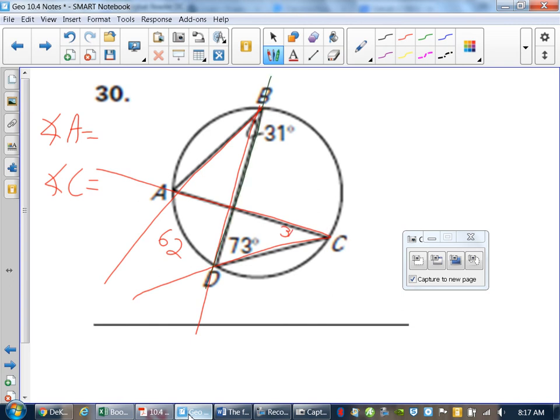Going on the other way, 73 runs into BC, which means BC is going to be double the 73. What do you get? 146. And look what else runs into that angle. You do a lot of this out and back when you have these types of diagrams. They're not difficult. You just have to look carefully at them.